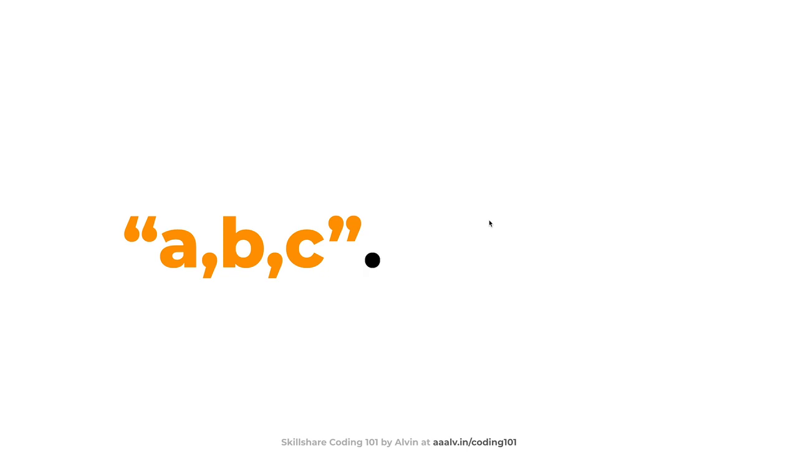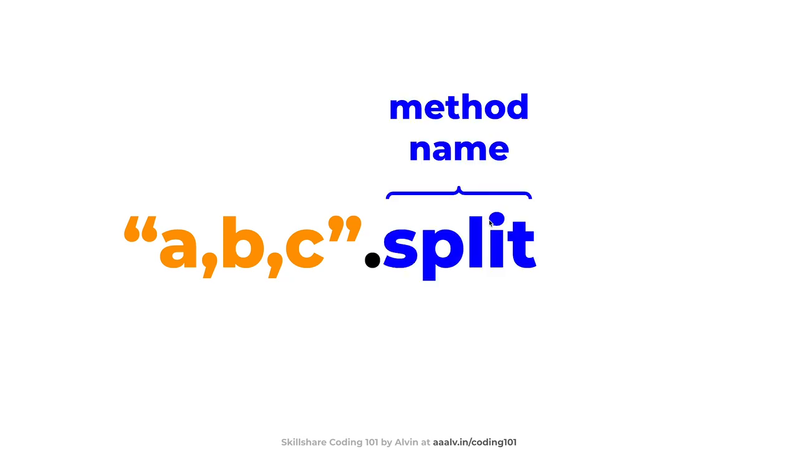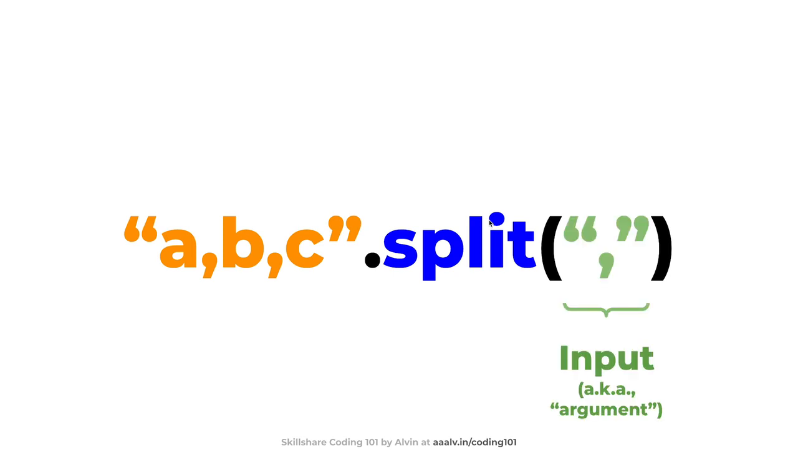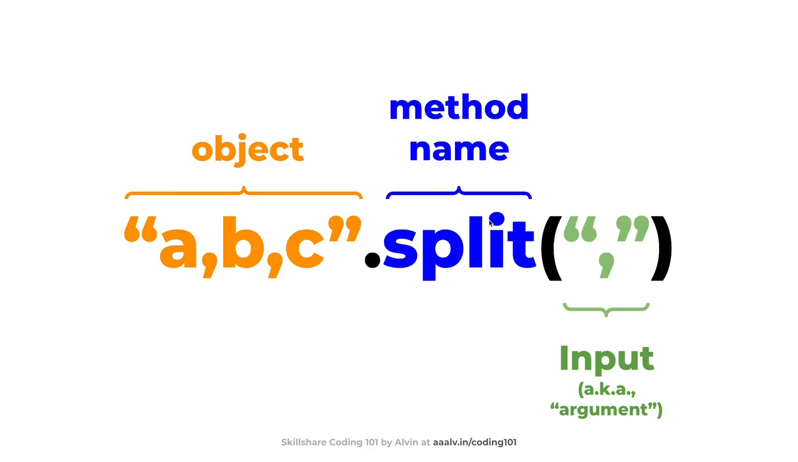Next, add a dot. This dot means we're about to access a method for the string object. Add the method name. In this case, the name is split. This method split will separate the string into many pieces. To call this method, just like you call functions, add parentheses. In between your parentheses, add your input argument. Here are all the parts annotated. From left to right, we need the object, a period, the method name, and the input arguments.